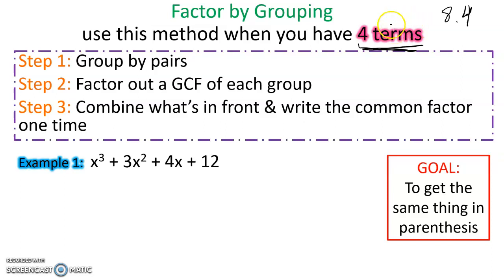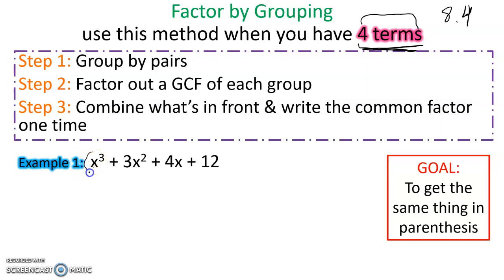As you say up here, you want to use this method when you have four terms. Like in this example right here, you have 1, 2, 3, 4 terms. You basically follow the steps here. You're going to group them by pairs.